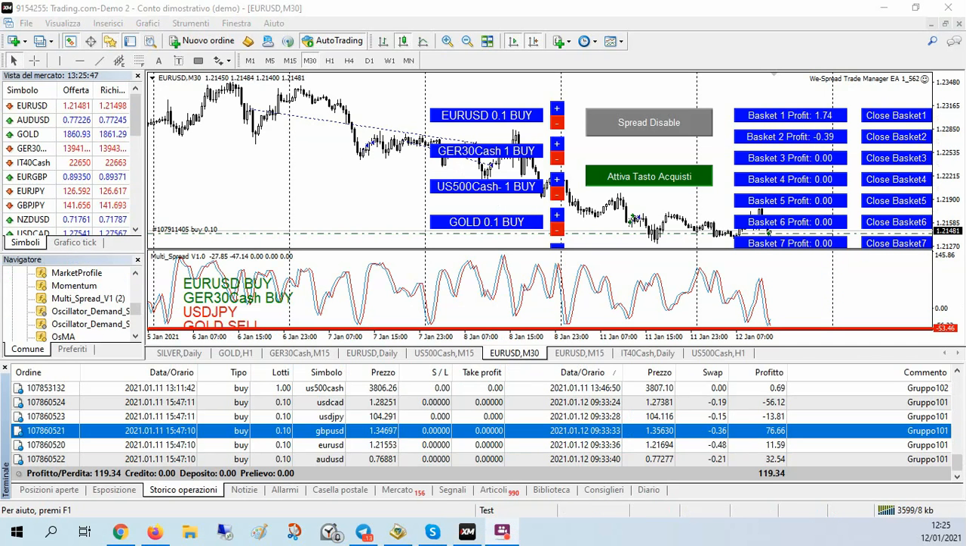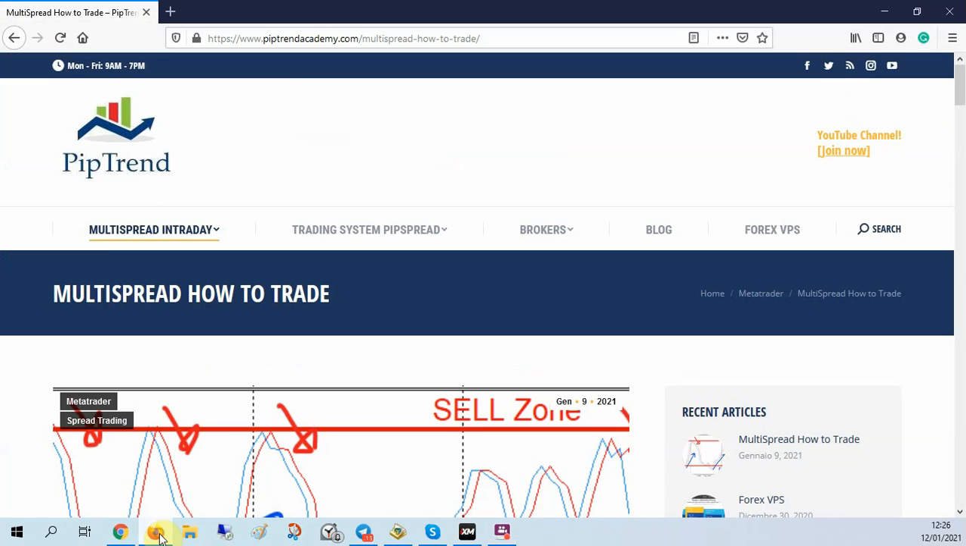After only some minutes after we have opened, positions are near the profit, near zero, and so we need only to wait.